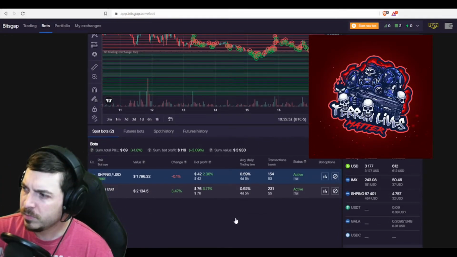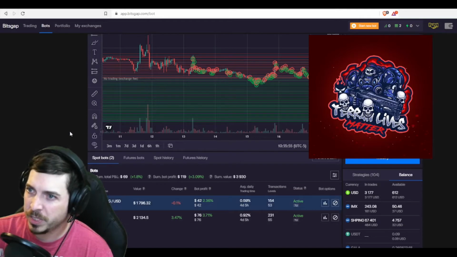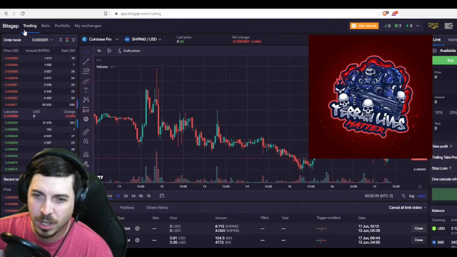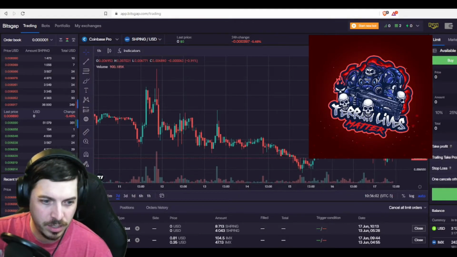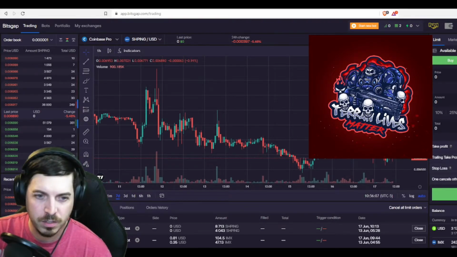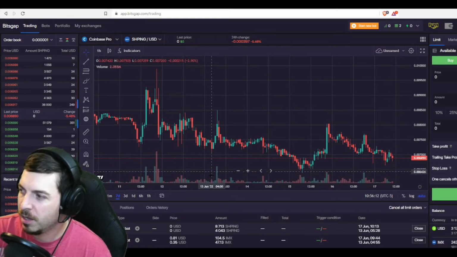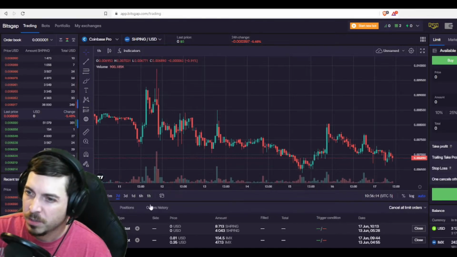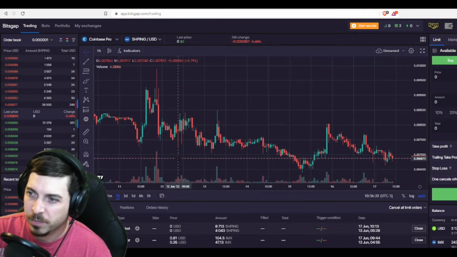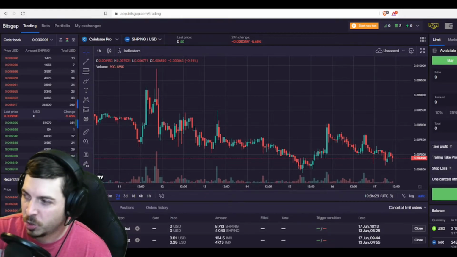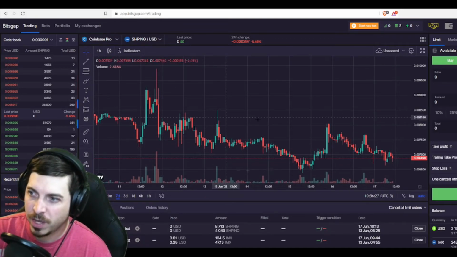So one thing you can do in Bitsgap is you can also go to the trading tab up in the top left. I don't need the Terran symbol anymore blocking part of the screen for this example. But if you're in this screen and you want to trade, I don't have to technically go straight to my exchange to trade any of my coins. I can actually do that from within Bitsgap.